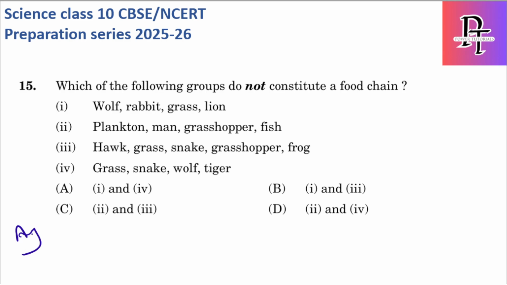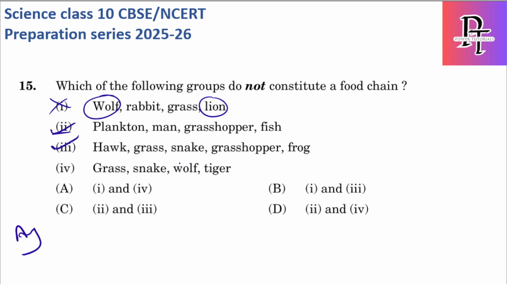Which of the following groups does not constitute a food chain? Let's see here: wolf, rabbit, grass, lion. Rabbit, grass is fine, but wolf and lion do not belong to the same chain. Okay, so this is wrong. Plankton, fish is fine, fish to grasshopper is fine, grasshopper to man. Okay, this is fine. Let's see. Hawk, grass, snake, grasshopper, frog. Okay, this is also fine.